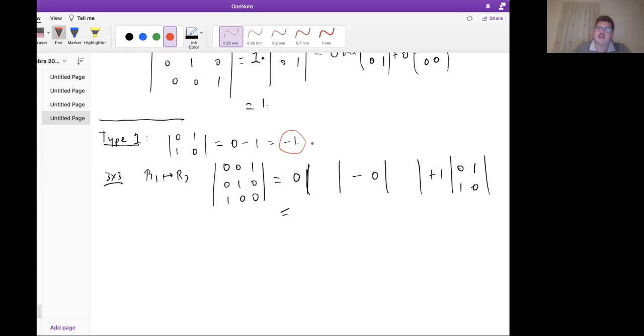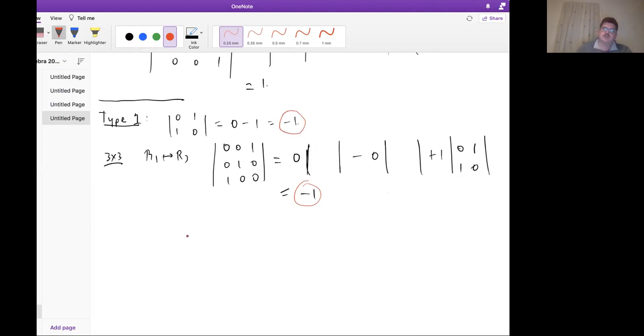So -1, yeah. We just found out the determinant of this row swap was always -1, and then times 1. So it's -1. That's also pretty satisfying, right? All type 1 matrices right now. You can do the same thing for row 1 swap row 2 and row 2 swap row 3, but it's going to be this way for the other row swaps. It's always -1. That's pretty satisfying.